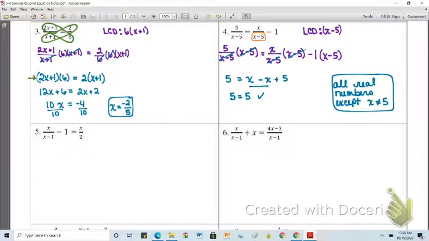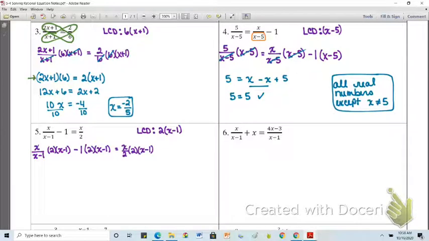Let's go on to number 5. First thing I'm going to do is I'm going to find my least common denominator. In this case, it is 2 times x minus 1. So let's write it out. So it's x over x minus 1 times 2 times x minus 1. Minus 1 times 2 times x minus 1 equals x over 2 times x minus 1.